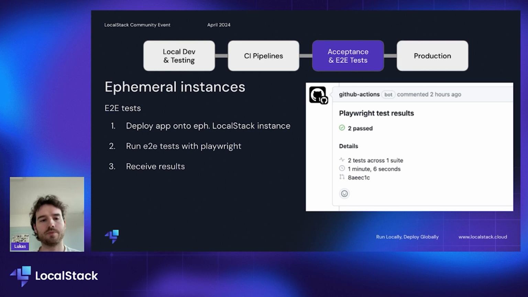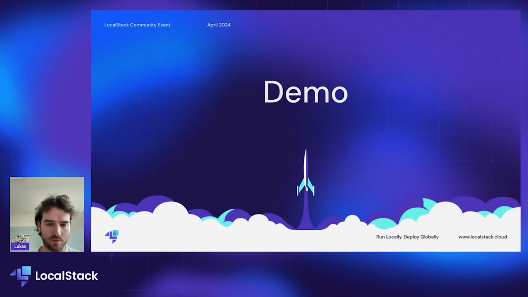Last but not least, we have end-to-end tests. So similar to application previews or acceptance tests, we deploy the app onto ephemeral LocalStack instances, then run the end-to-end test suite that we have implemented with Playwright, and then we receive the results. So another nice use case for ephemeral instances. And for ephemeral instances, I have prepared another demo.